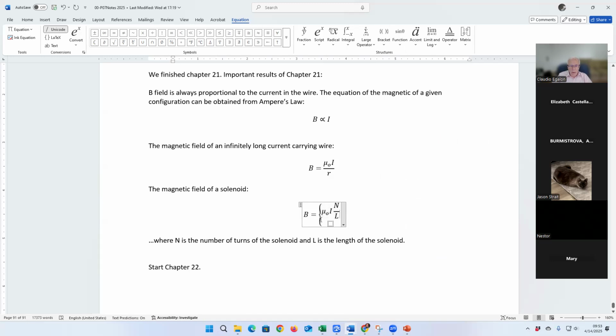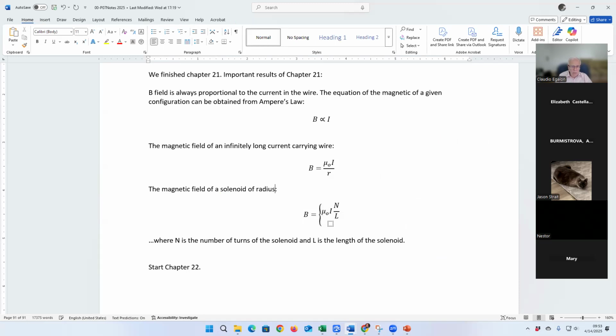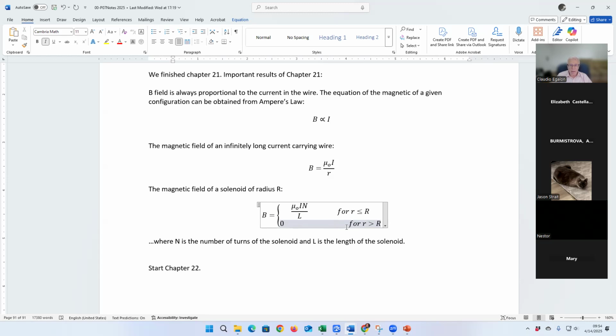The magnetic field of a solenoid of radius r is given for r less than or equal to big R, and then we have 0 for r greater than R. So there are two regions that you have to worry about.